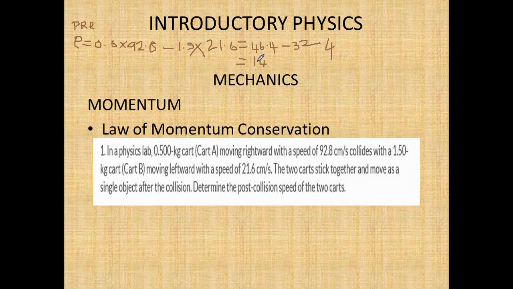The sign is important. The velocity will tell you what direction the objects are moving in. You have to put the signs in. The unit of momentum is mass, and the mass here is in kilograms, and the velocity is centimeters per second. So the unit is kilogram centimeters per second. Okay, so that is pre.